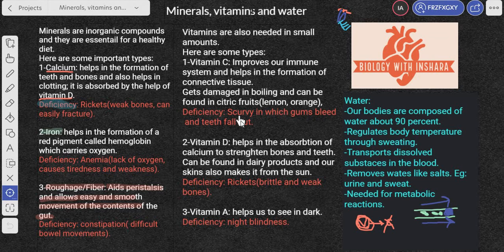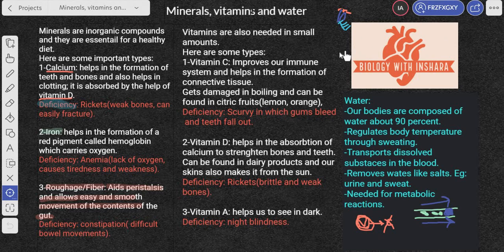So what happens when you don't get enough? There's a disease called scurvy which you get. So you get a disease called scurvy in which your gums bleed and your teeth fall out. Now why do your teeth fall out? Because basically when you don't have that connective tissue, there's nothing holding your teeth with your gum. This is just an example. So when there's no connective tissue, there's nothing holding your teeth with your gum, so your teeth fall out.